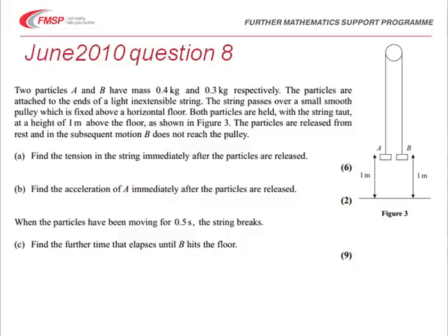and 0.3 kilograms attached by a light inextensible string over a smooth pulley. We're told that the particles are initially held 1 meter above the floor and then released. In the first part of the question, we're asked to find the tension in the string immediately after the particles are released, and then to find the acceleration when they're released.